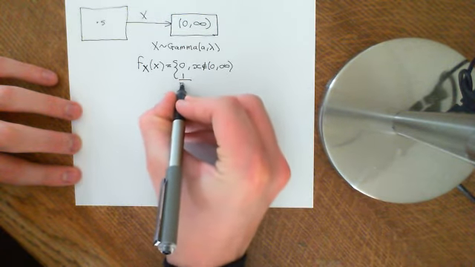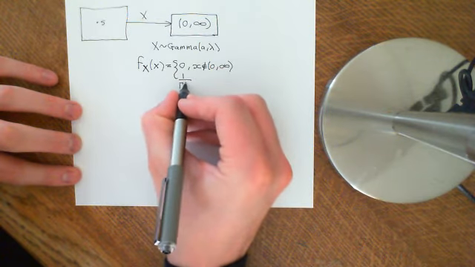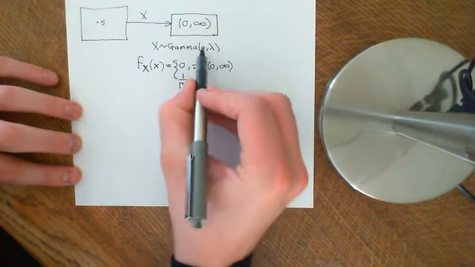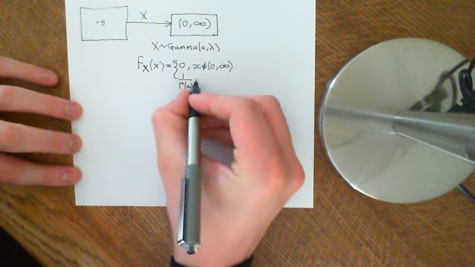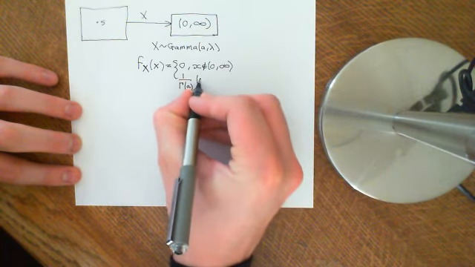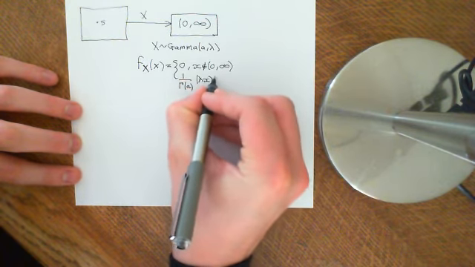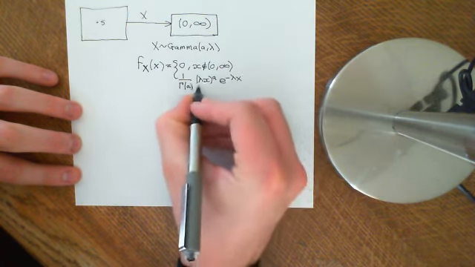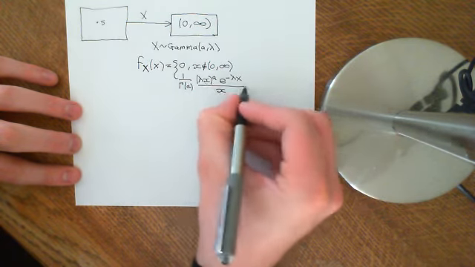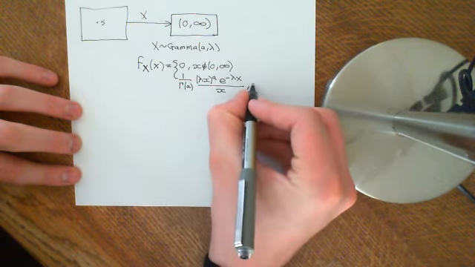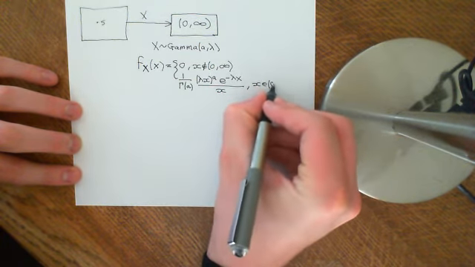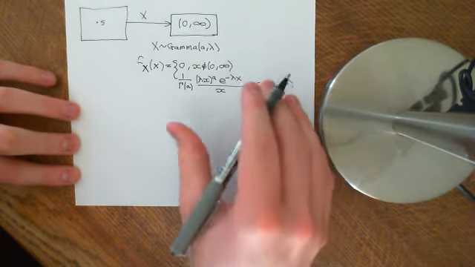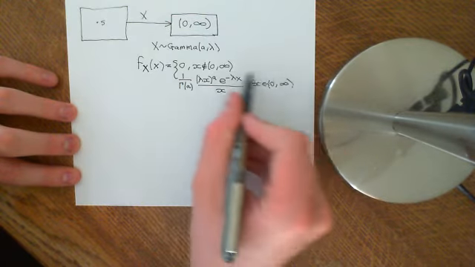1 over the gamma function evaluated at this parameter a, times lambda x to the power of a, times e to the negative lambda x, divided by x. So that is the PDF of the gamma distribution on the interval x as an element of 0 to infinity, so on the positive real numbers. Okay, and we now want to calculate the moment generating function for this.